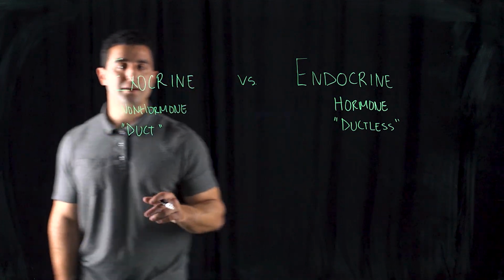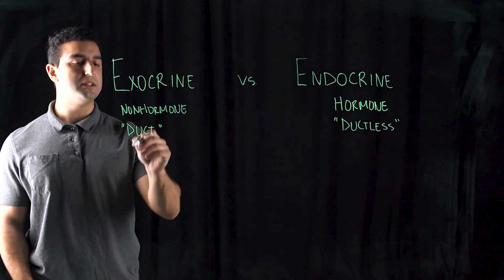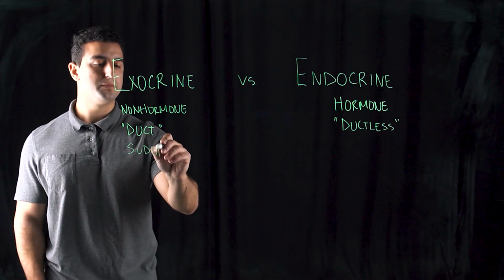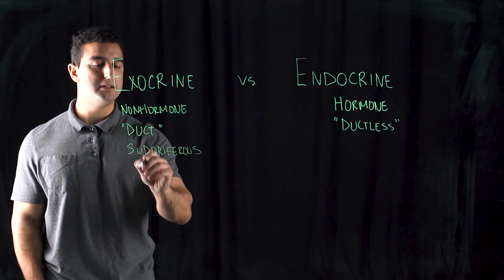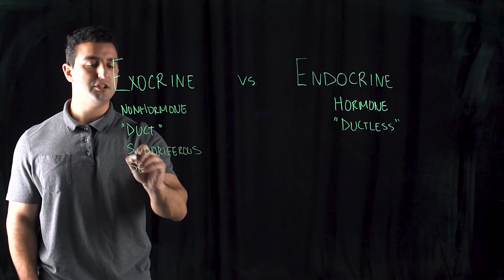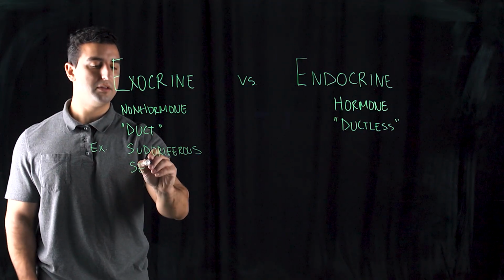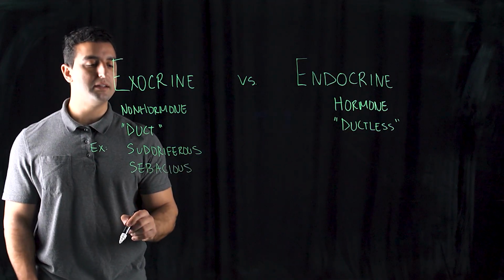Let's look at examples now. So I mentioned a couple of the examples. So the exocrine system, so the sweat glands or the sudoriferous glands, right? So you have the sudoriferous or sweat glands. You have the oil glands, the sebaceous. So these are all examples. Let's put an example here. Sebaceous. So what is sebaceous? These are the oil glands, right?